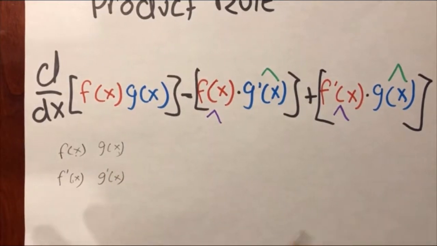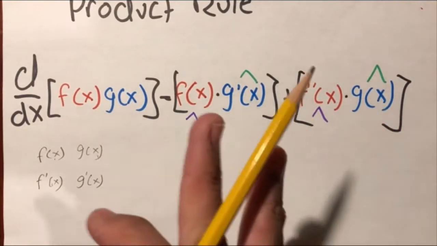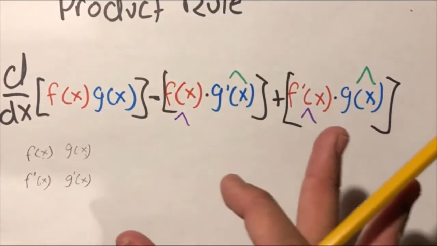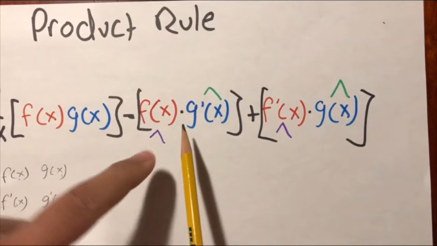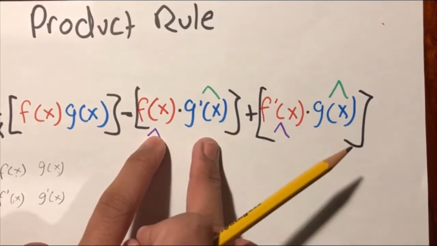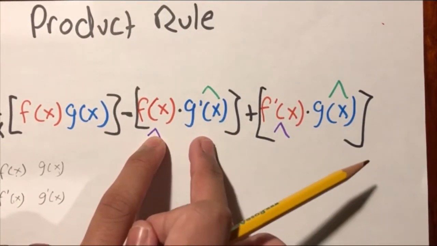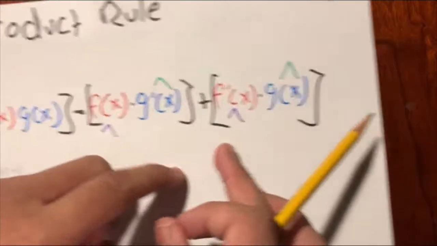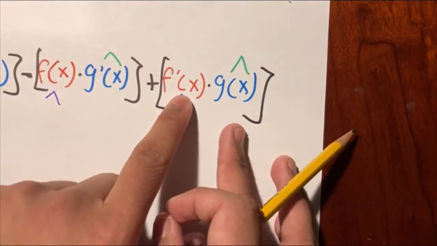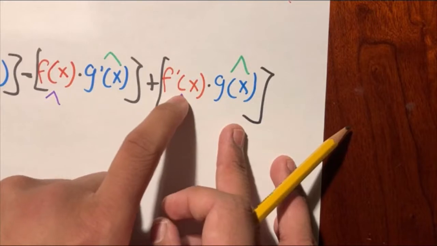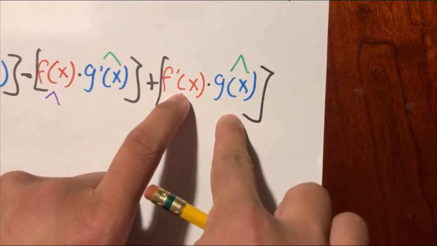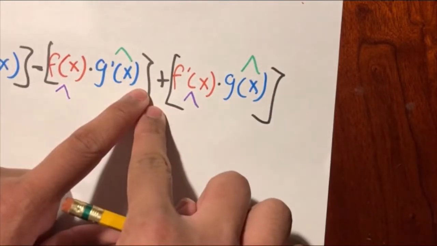So product rule, I'm going to say it, and then I'll explain it. I'm going to take the original function of f and multiply it with the derivative of g. I'm going to multiply the derivative of f and the original function of g. I'll multiply that, and I'm going to add that.